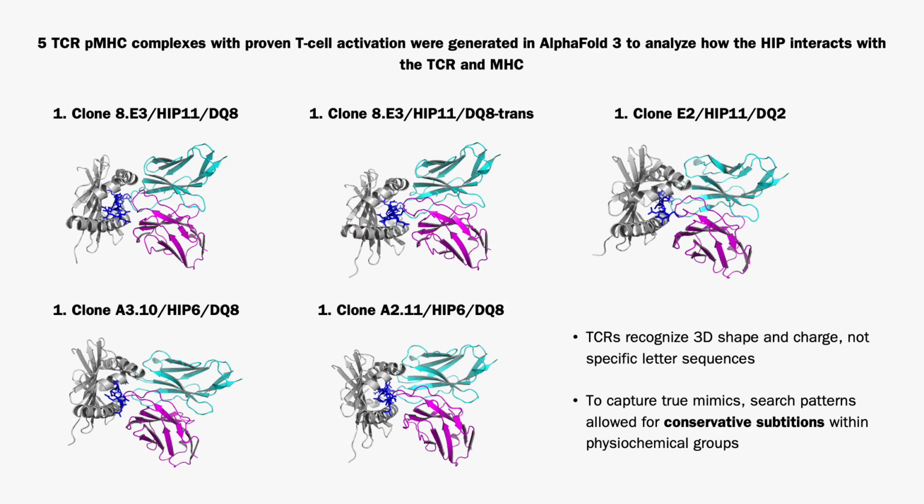So how do you search for something shaped like a HIP? First, you have to understand the target. I took 5 TCR peptide MHC complexes that are known to trigger T cells and rebuilt them in AlphaFold 3 so I could see exactly how the HIP sits between the receptor and the MHC. T cell receptors don't read the amino acid sequences like text, they read 3D shape and charge. So a true mimic doesn't need the same letters, but it needs the same physical surface. That's why my search patterns allow conservative substitutions, essentially swapping an amino acid for another one with similar chemistry.